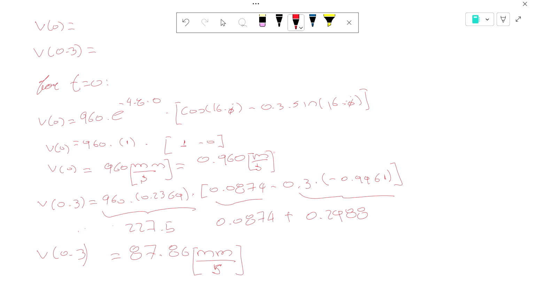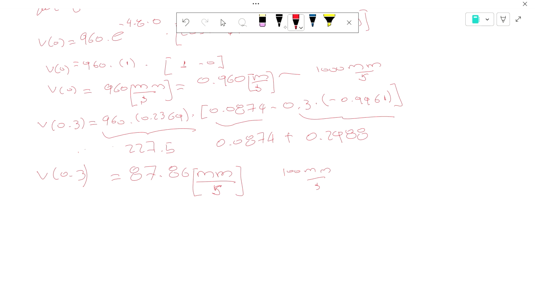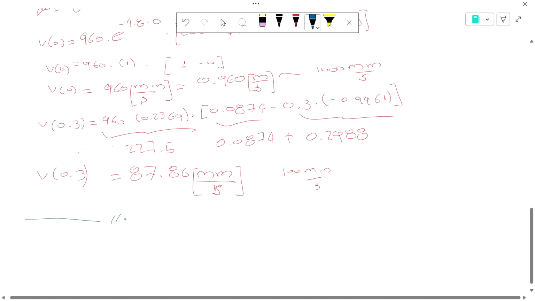Okay, so if you approximate this to 1,000, just to show you the powerfulness of a spring in a bumper. 1,000 millimeters per second, 0.3 seconds later, we're at almost 100 millimeters per second. So all that energy was taken out of the system, and a train is a pretty big system, so the speed is greatly reduced. All right. Okay, now they're asking us to find the acceleration.